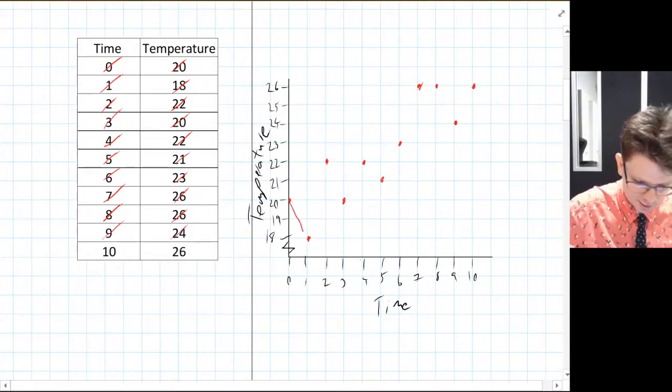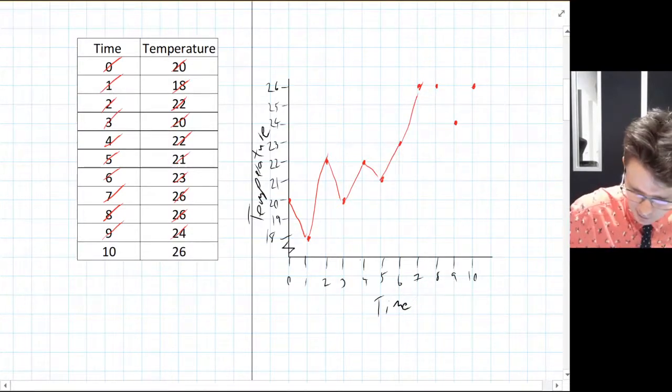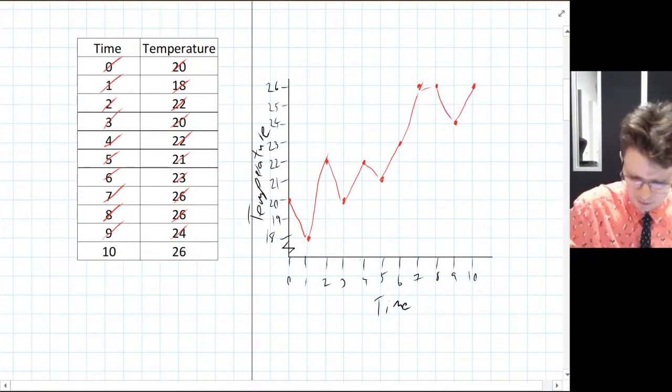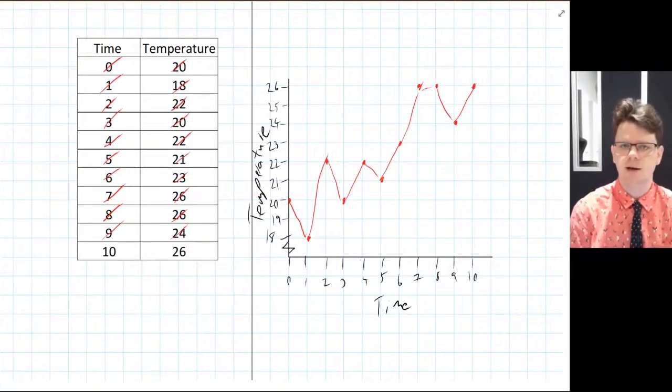Alrighty, and now the dot to dot. There, and back up there. And that's my completed line graph.